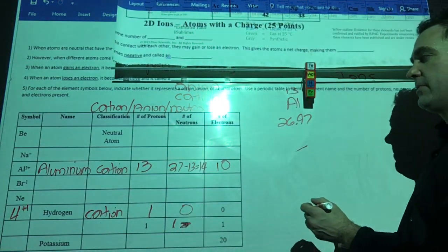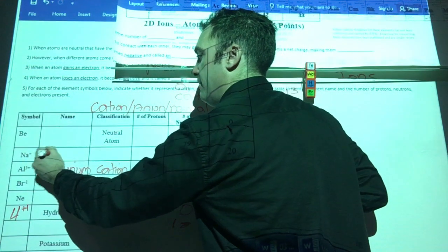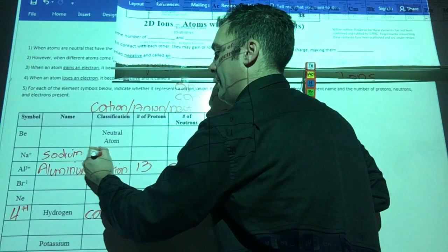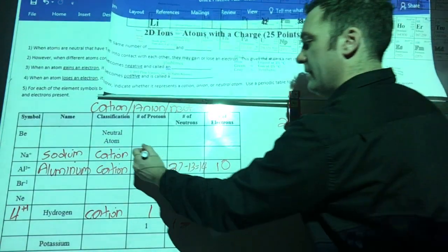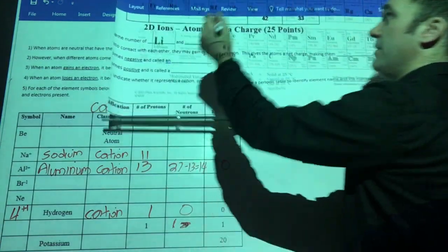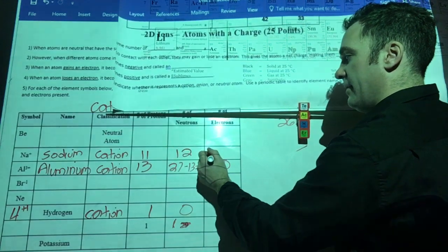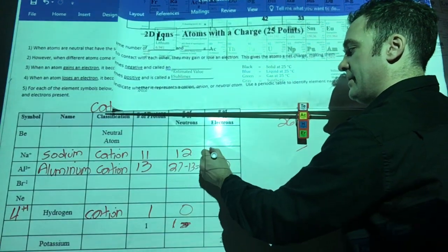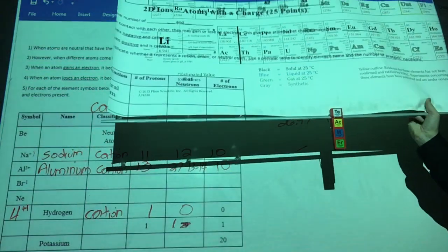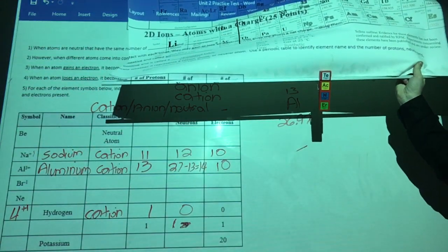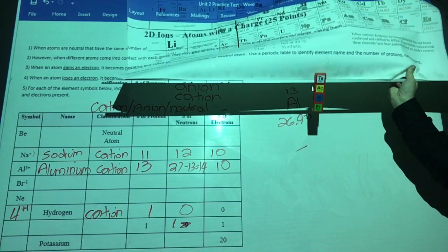So maybe I'll just do these real quick so you know what you're doing. So this is sodium, cation, protons 11, neutrons, I'm rounding the bottom, 23 minus 11 is 12, electrons 10, because it's a plus 1. So when it's just plus, it's plus 1. And actually, like first year in college, they let you write plus 1. I remember that, like the teacher just being like, what's the difference?